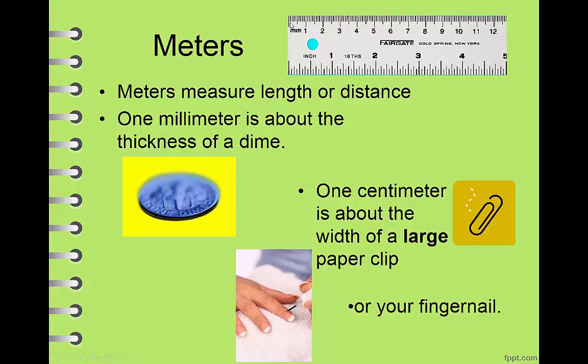Now, 1 centimeter. A centimeter is 10 millimeters, so if I count out 10 of these lines, sorry, my cursor keeps disappearing. Okay, so for instance, if I started at 1 and went to 2, 10 millimeters is going to give me 1 centimeter. That's about the width, not the length, but the width this way across a large paperclip, one of those bigger ones. That's about a centimeter. Or it's about the distance across your fingernail, depending on how big your hands are.